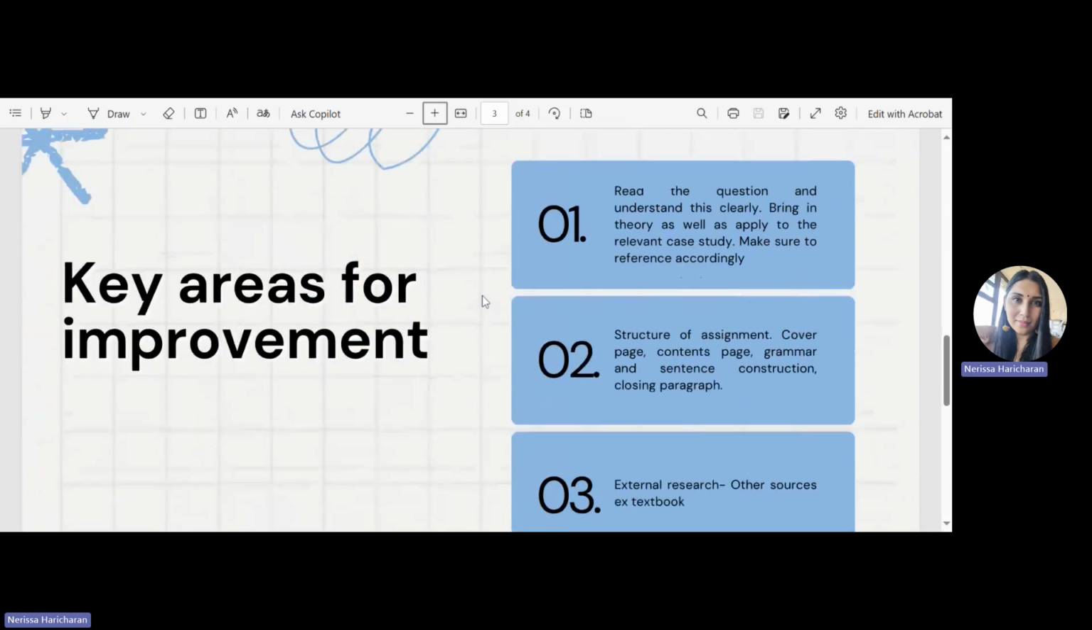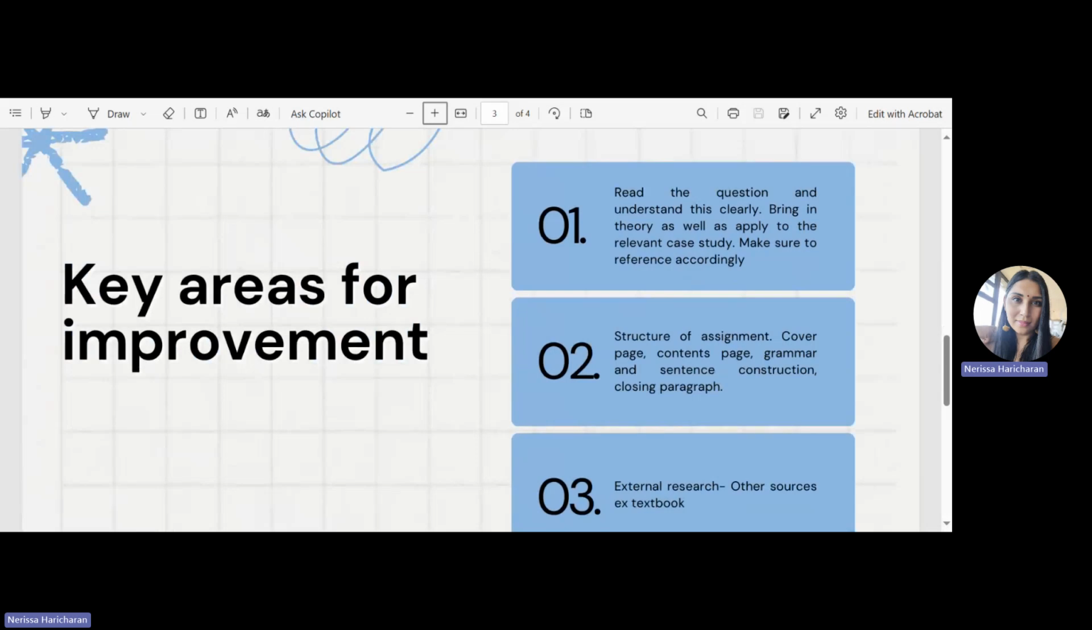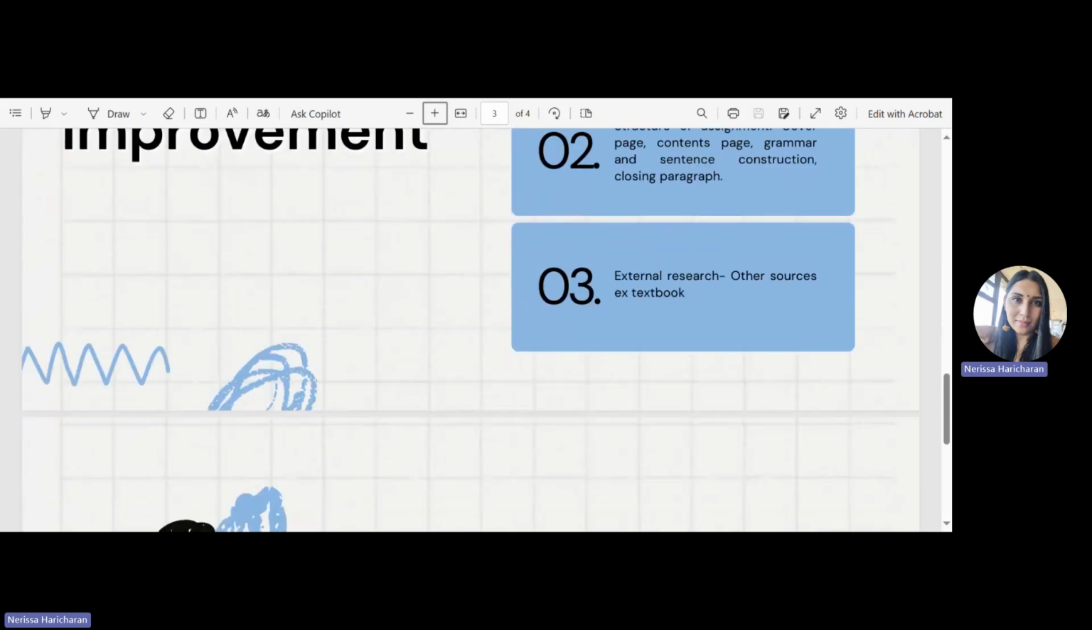Key areas for improvement: read the question and understand it, bring in theory as well as application that's relevant to the specific case study, also reference it. Structure, very important. It makes a whole lot of difference when the presentation of your assignment actually looks good. Contents page, cover page, grammar, sentence construction, all of that to be at top level. And then external research, so other sources excluding the book is what the requirement should be.